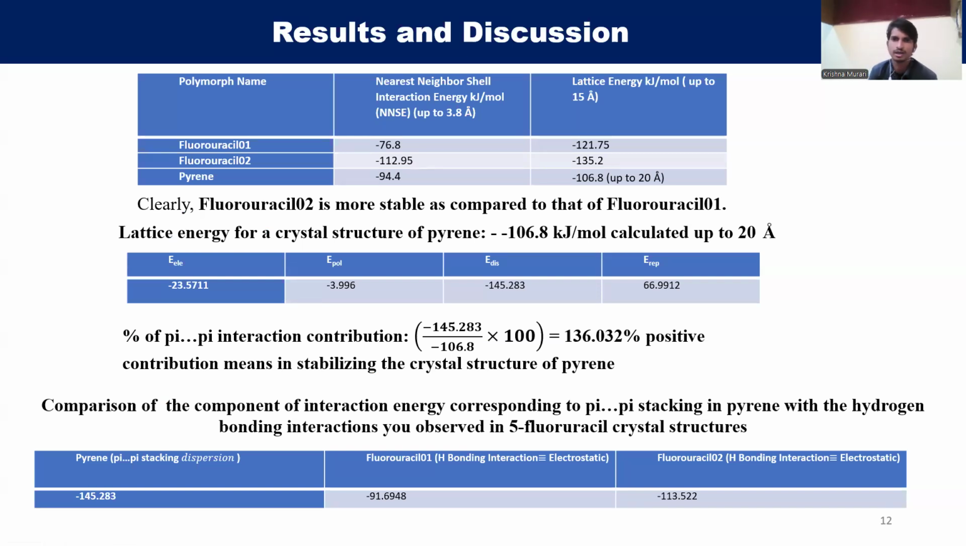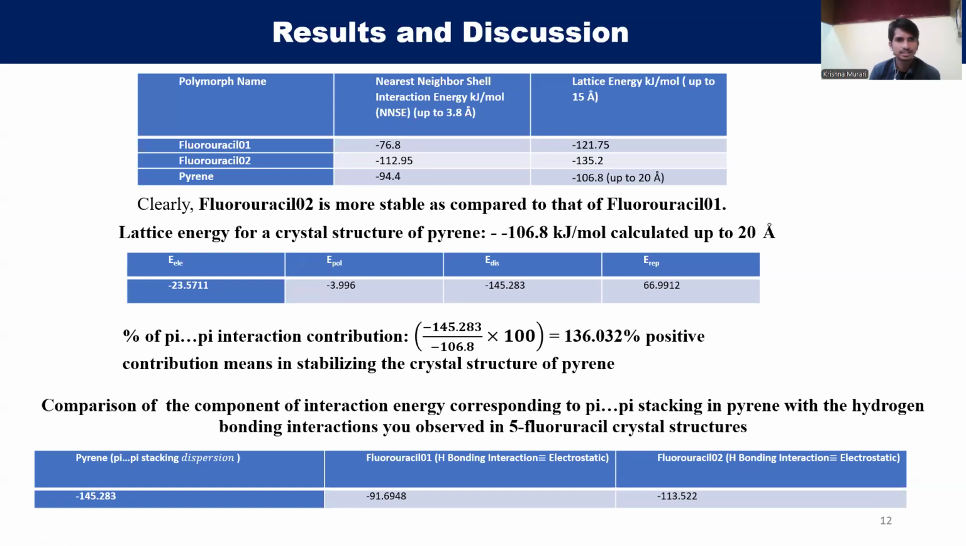In this assignment, we have to check the stability of two polymorphs of fluorouracil. We have calculated the lattice energy of both polymorphs using the above lattice energy estimation method, and found the lattice energy for fluorouracil 01 to be minus 121.75 kilojoule per mole, and for fluorouracil 02 it is minus 135.2 kilojoule per mole. From this data, we can clearly say the fluorouracil 02 polymorph is thermodynamically more stable as compared to the fluorouracil 01 polymorph.